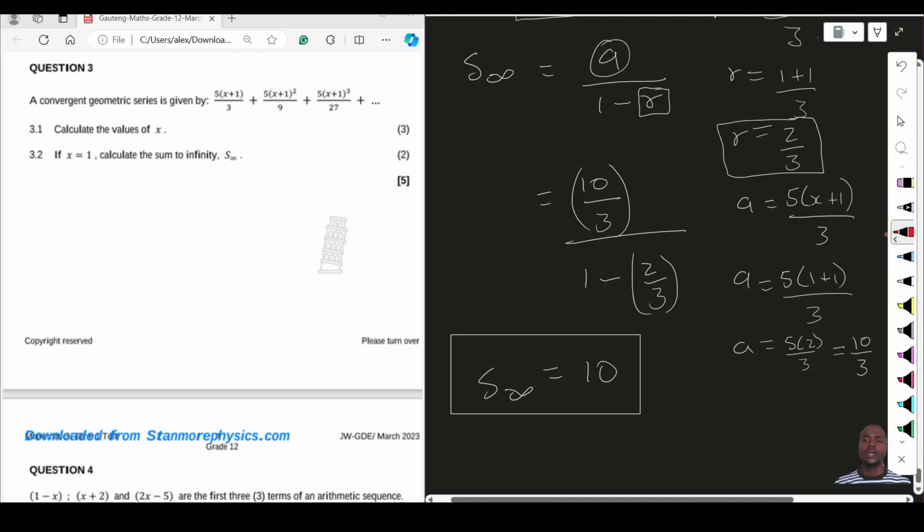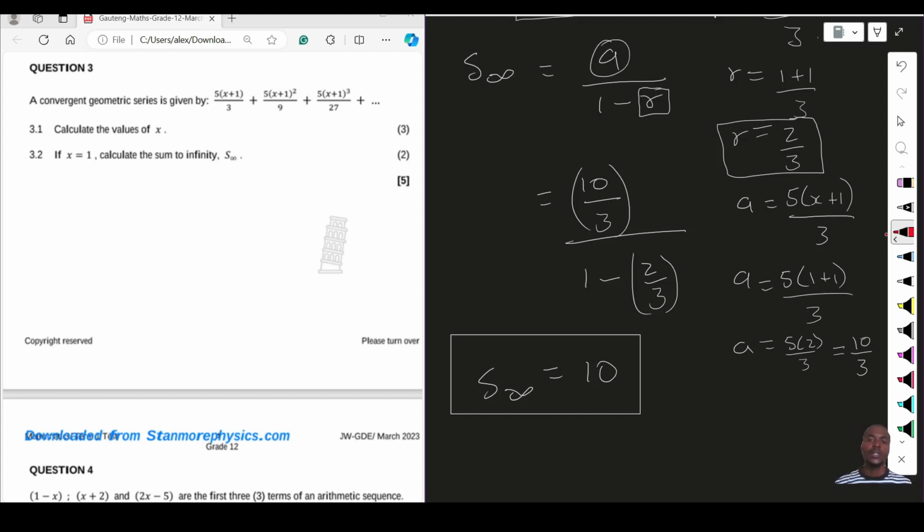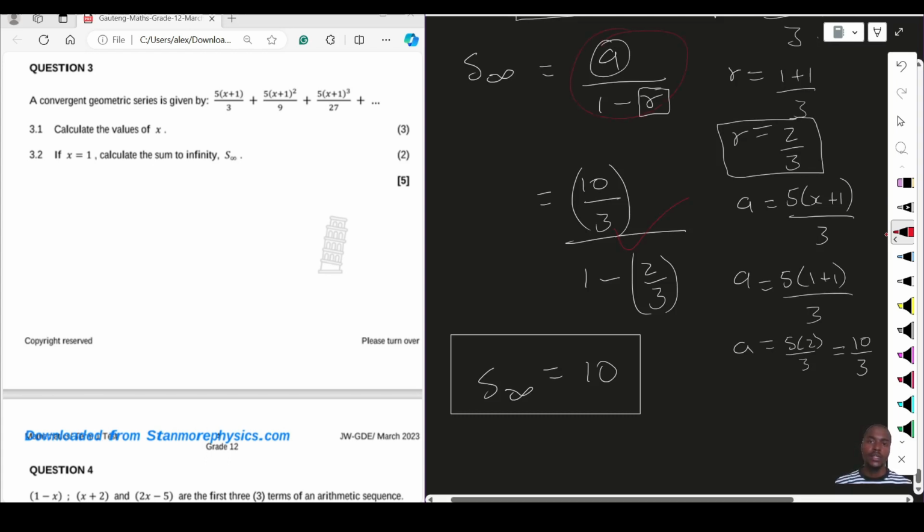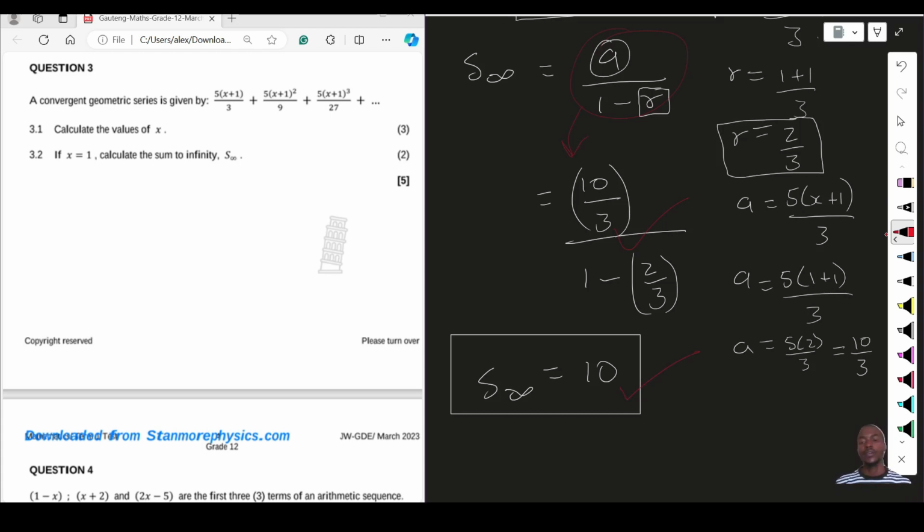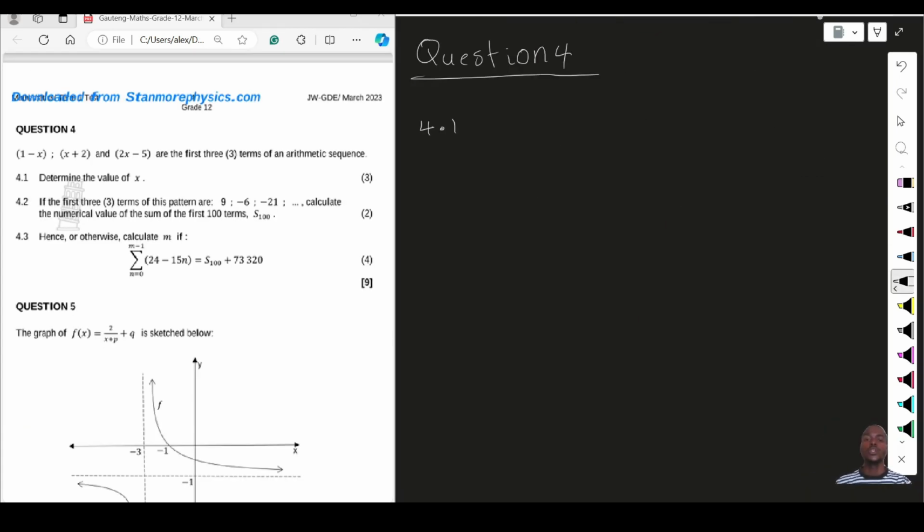So then how do they mark this one? If you got the correct substitution here, from here to here, you wrote the correct substitution, you get 1. For that final answer, you then get 2. That's how we answer question 3. Let's look at question 4.1. The statement there says 1 minus x, then the second term, x plus 2, the third term, 2x minus 5 are the first three terms of an arithmetic sequence. Determine the value of x.